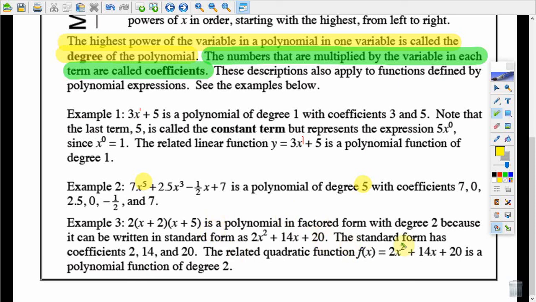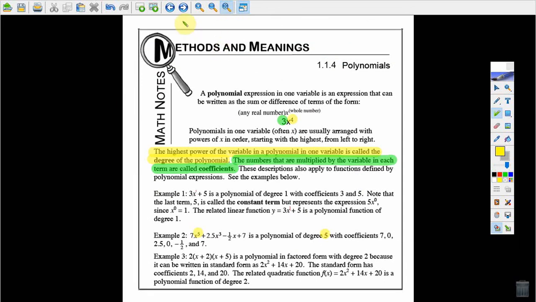The standard form has the coefficients here, and the related quadratic function f of x equals 2x squared plus 14x plus 20 is a polynomial function of degree 2. Yep, we said that already. We're good to go. So let's take a look at some examples on the next page.